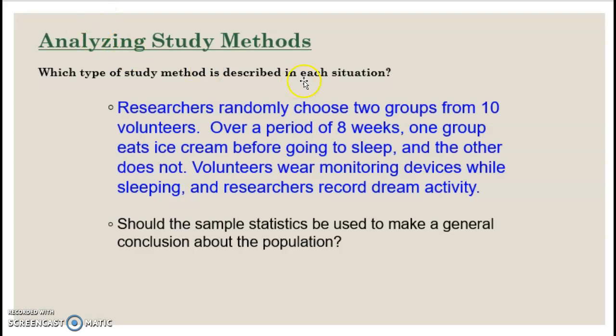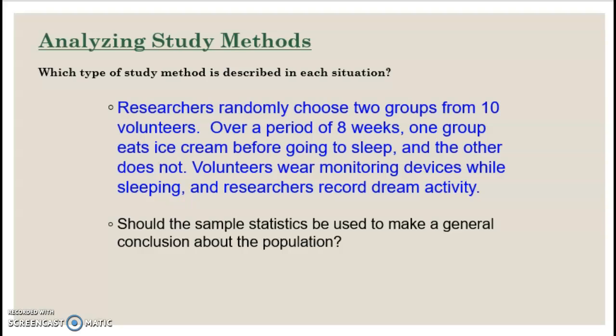Okay, so which type of study method is described in each situation here? Researchers randomly choose 2 groups from 10 volunteers. Over a period of 8 weeks, one group eats ice cream before going to sleep and the other does not. Volunteers wear monitoring devices while sleeping, and researchers record dream activity. Should the sample statistics be used to make a general conclusion about the population?